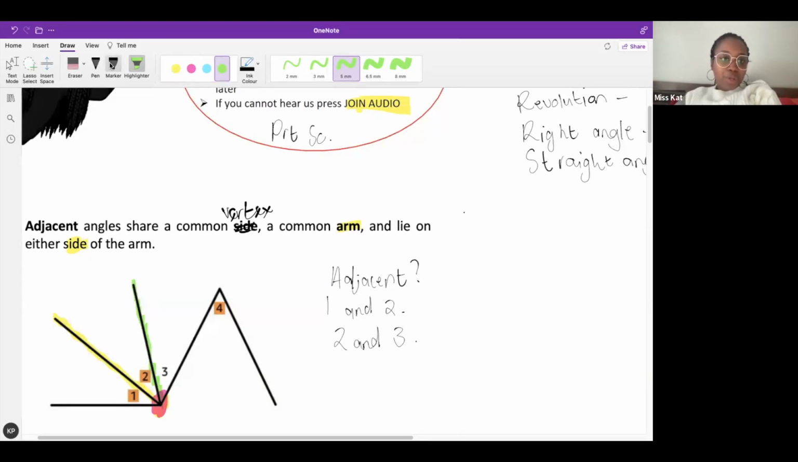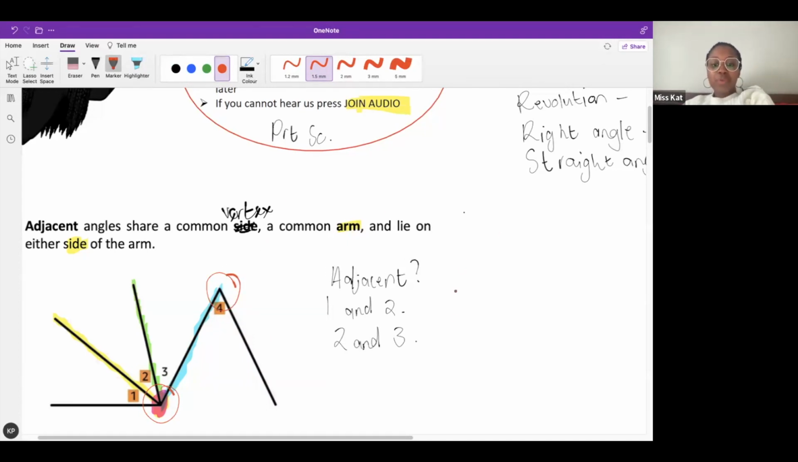Even 4. Why is 4 not an adjacent angle? I want to see if anyone can remember this. They share an arm, I agree, but there's one property that they do not meet. What property do 4 and 3 not meet, guys? We have 3 properties over here. Thank you, Zeketelo. Vertex. Look at where the vertex for number 4 is. It's all the way up there, and the one for number 3 is down there. So they do not share a vertex.